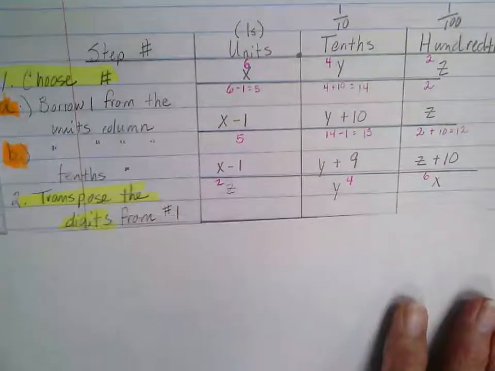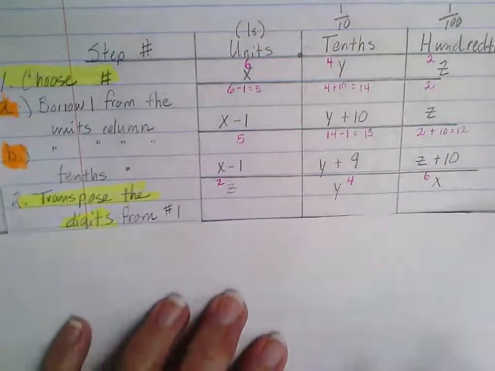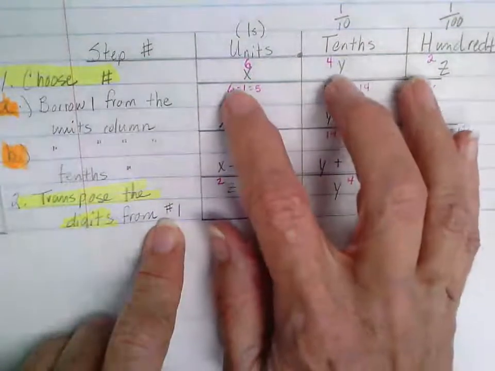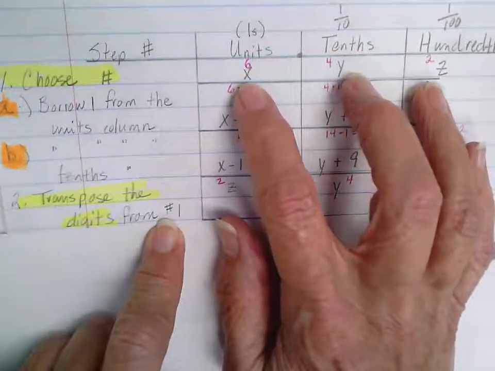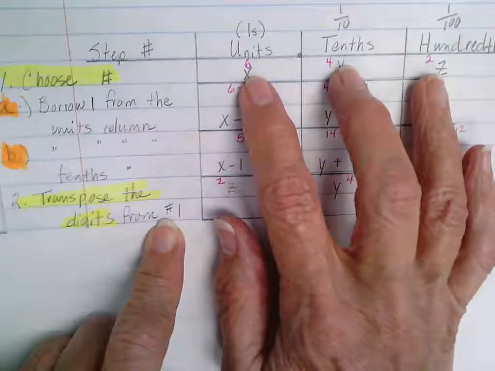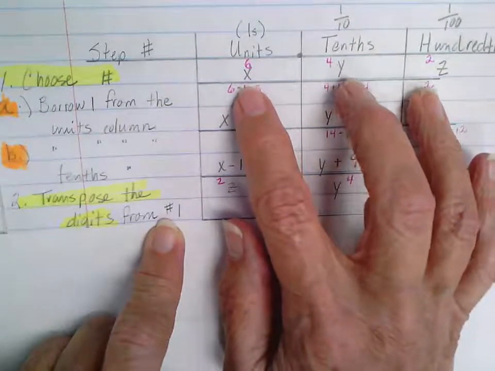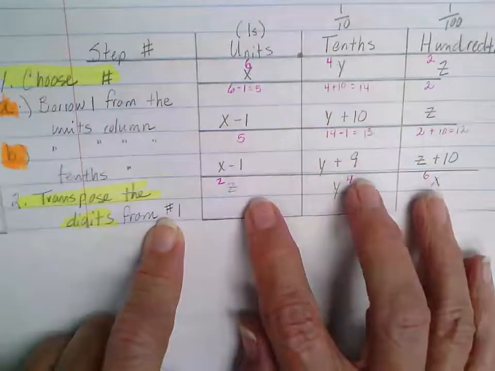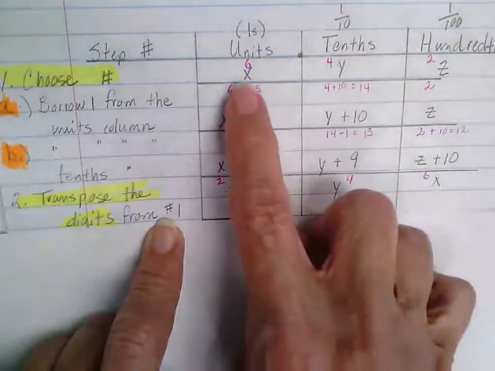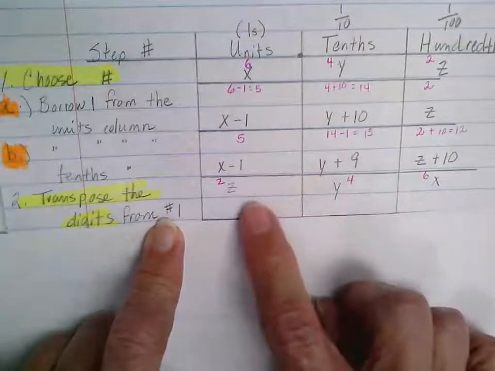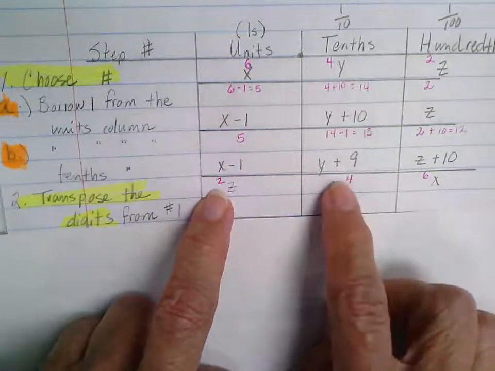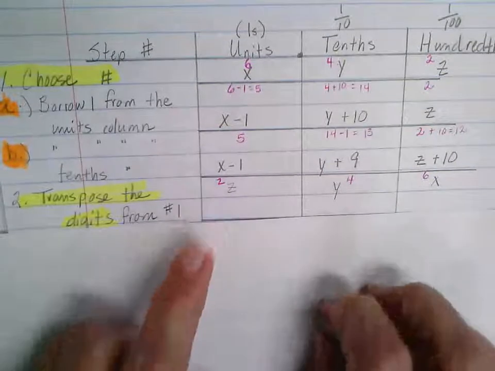Now I get back to the instructions in the book. Transpose the digits from the original number. So the original number was 642, or $6.42. Algebraically, it was XYZ. So we're going to transpose and bring the Z down here. The Y stays in the middle. The X goes at the end. And for my numbers, the 2 and the 6 trade places, but the 4 stays in the middle.